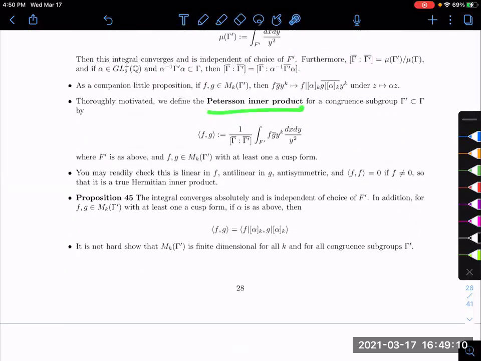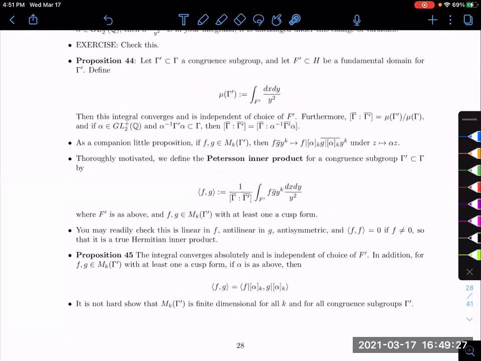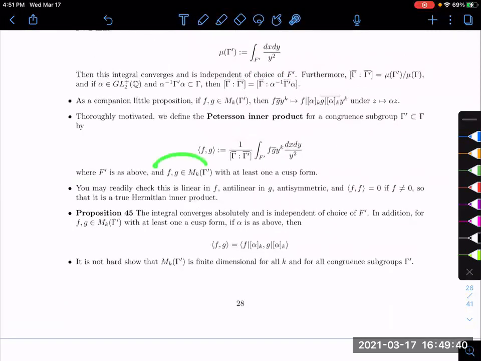So they did. They defined what's called the Petersson inner product for a congruence subgroup gamma prime in SL2Z. And here's what it is. The inner product of f and g will be defined by 1 over this index, which is independent of conjugacy, okay, times this integral, where I'm not going to integrate the function 1 anymore. I'm going to integrate the function f g bar times y to the k. Okay, and what is k? It's the weight of f and g. f and g live in the space M sub k for gamma prime.